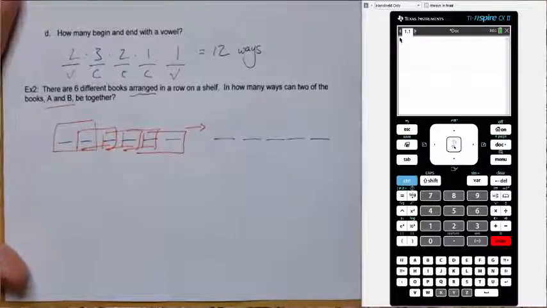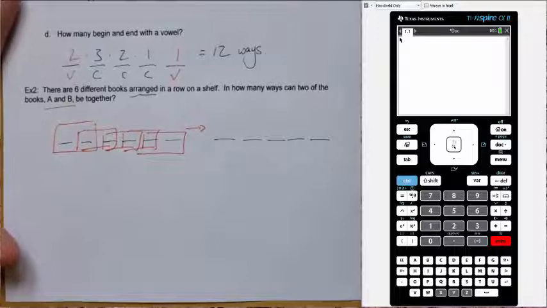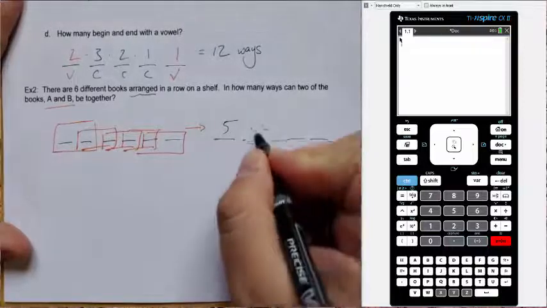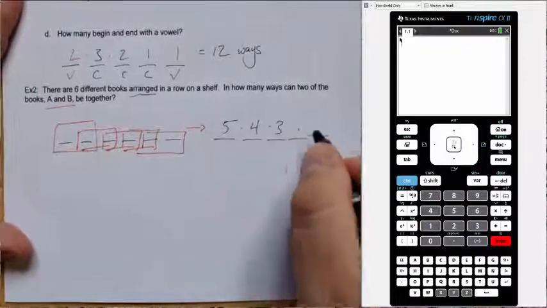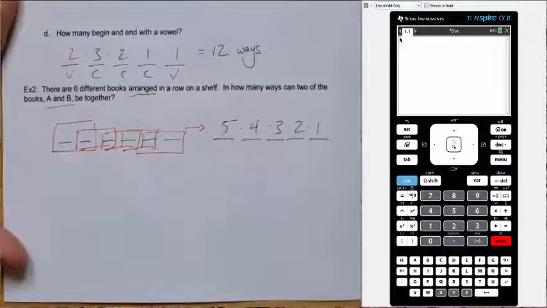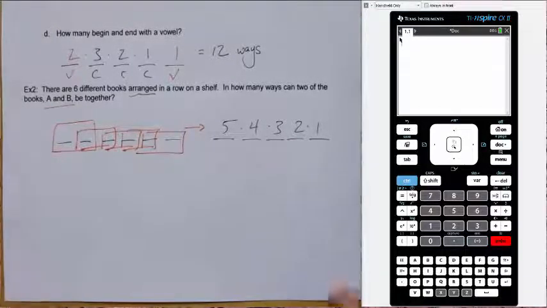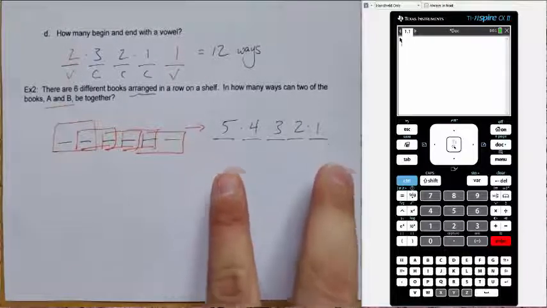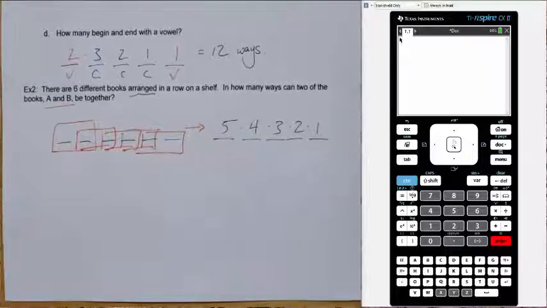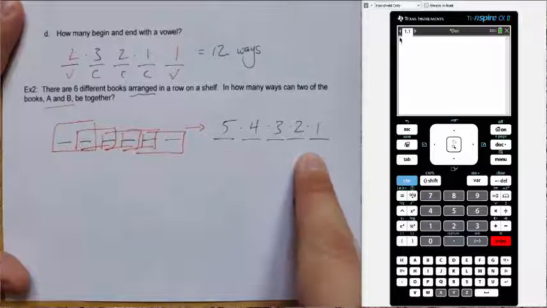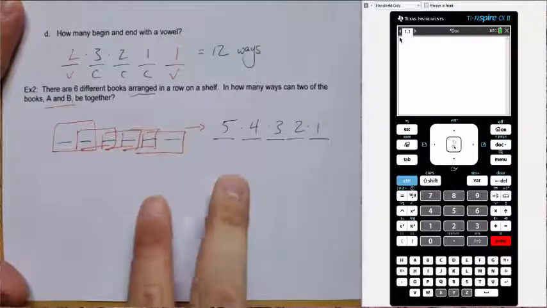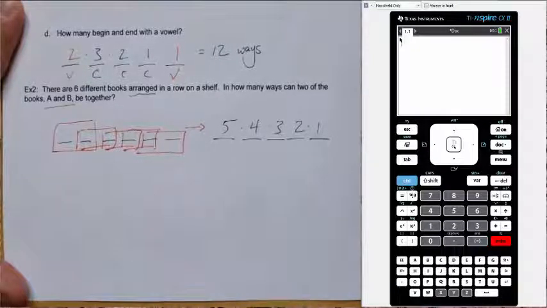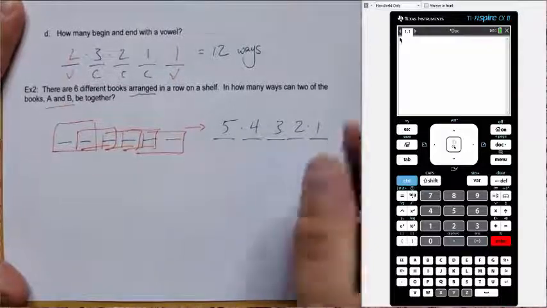So if we consider A and B as one unit, then I think there are 5 choices for any of those books to be here. Then there are 4, then 3, then 2, then 1. Once I know this arrangement, this would be the number of ways that A and B are working together. For every one of these, though, I could either have A first and B second, or B first and A second. So this is the ways to arrange these books together.